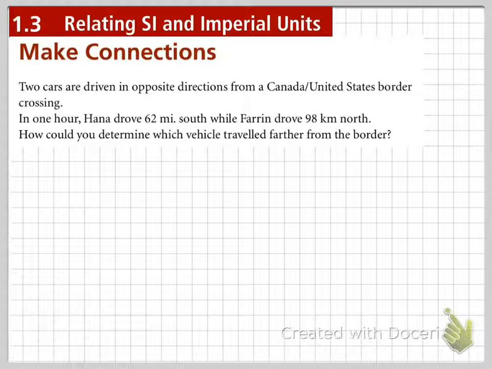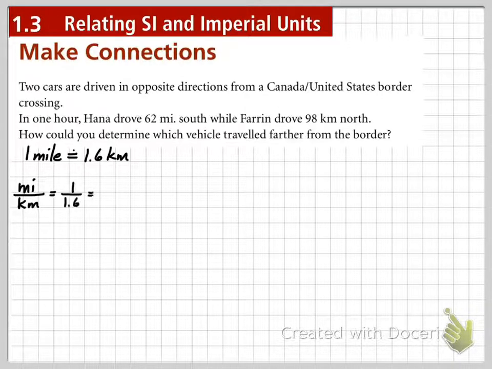Well, we can either convert them both into kilometers or both into miles. And since we're in Canada, let's convert them both into kilometers. So first of all, you're going to find the relation between the two, and that is that 1 mile is approximately equal to 1.6 kilometers. So if we set up a ratio of miles to kilometers, we can say 1 mile is the same as 1.6 kilometers, equals, well, we've got 62 miles, so that would go on the top, and x would go on the bottom.